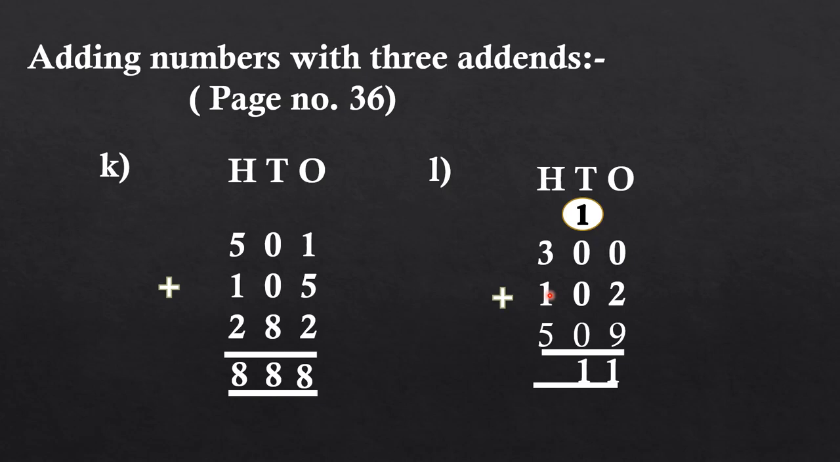Now keep 4 in your mind and 5 on your fingers. So after 4 you have to count 5 numbers. Yes, start counting. 5, 6, 7, 8, 9. So we will write 9 here. So our answer is 911.